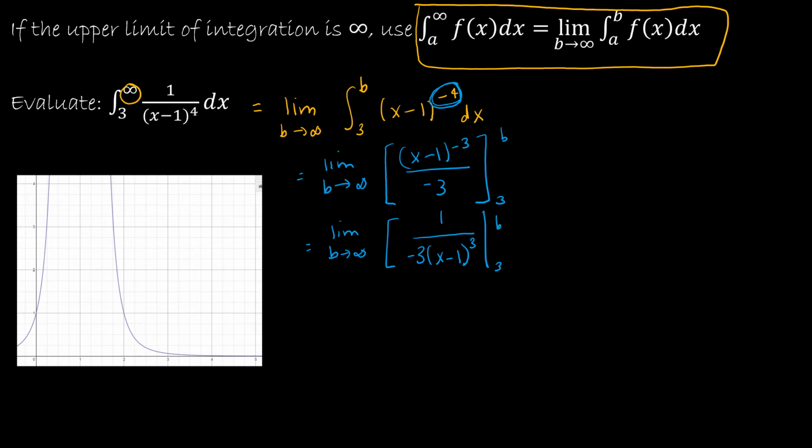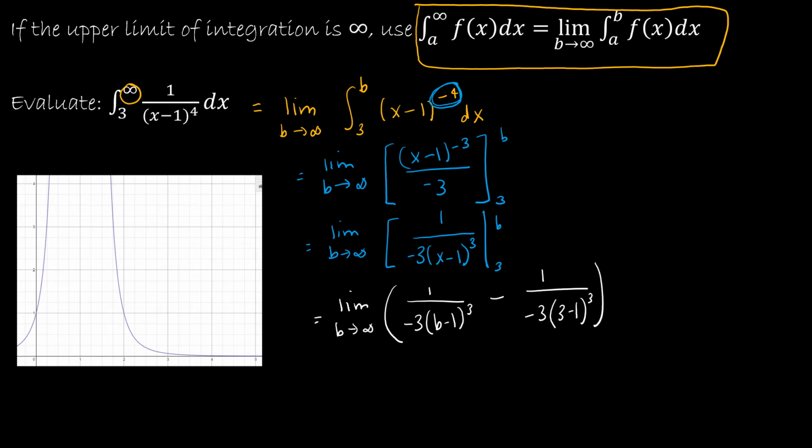So now my solution, again, the limit as b approaches infinity, I can't stop writing that until I've actually evaluated the limit. I'm now going to use the fundamental theorem of calculus that says 1 over negative 3 times (b minus 1) to the third, minus 1 over negative 3 times (3 minus 1) to the third, all as the limit as b approaches infinity. So here's how this is going to work out. I have this value that includes a b.